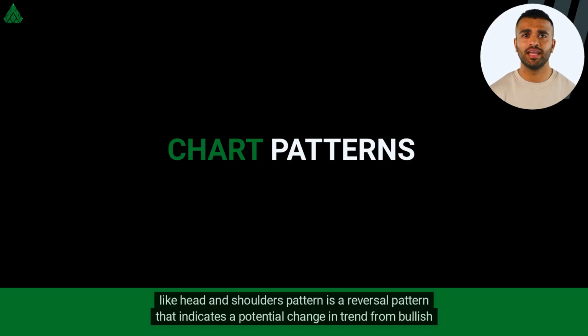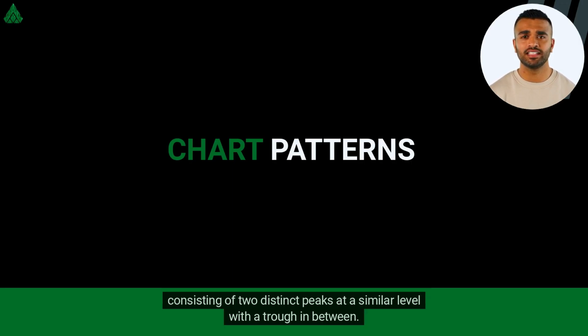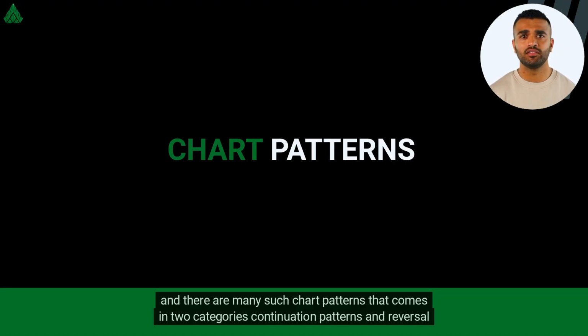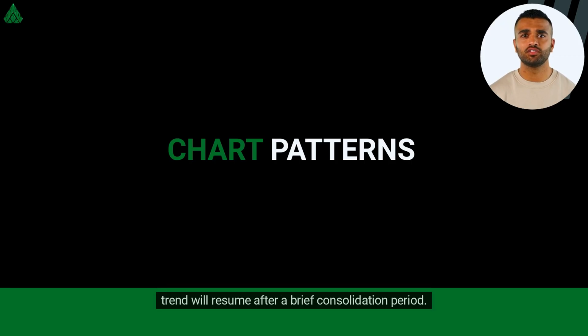Like the head and shoulders pattern is a reversal pattern that indicates a potential change in trend from bullish to bearish. A double top is another reversal pattern signaling the end of an uptrend and the start of a downtrend, consisting of two distinct peaks at a similar level with a trough in between. And there are many such chart patterns that come in two categories: continuation patterns and reversal patterns. The continuation patterns include flags, pennants, and wedges, etc., which suggest that the current trend will resume after a brief consolidation period.